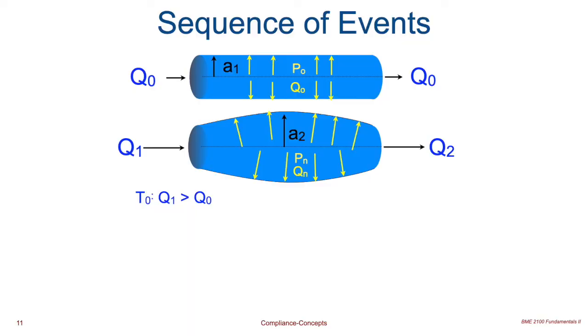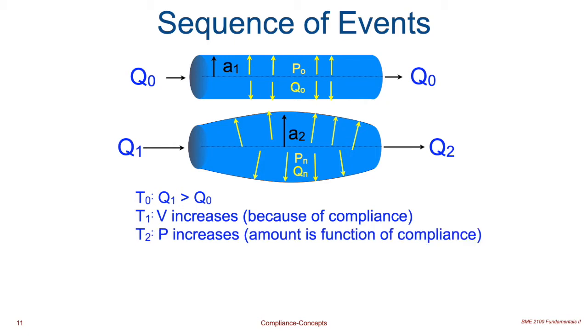So far, it's sort of a thought experiment. Again, we have Q1 larger than Q2. That's the first event. And then what happens? We get an increase in volume because we have differences in flow rate and some time goes by, so we're at T1. At T2, that pressure increases as a result of that change in volume as a function of the compliance of the vessel. We can calculate that quite literally. And then, of course, Q2 eventually increases.